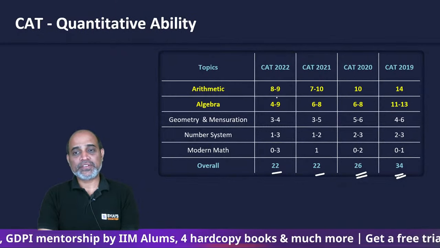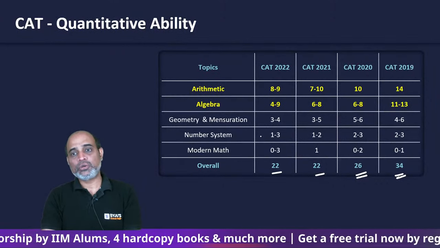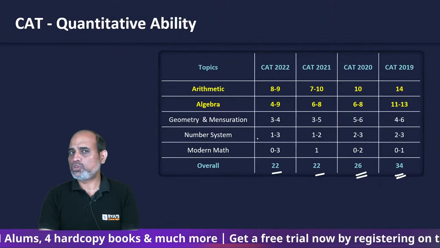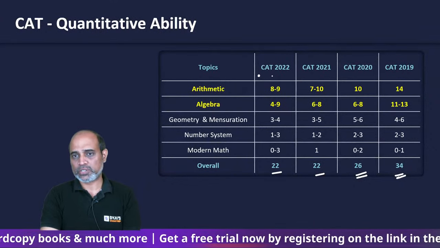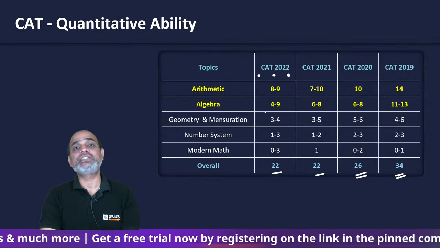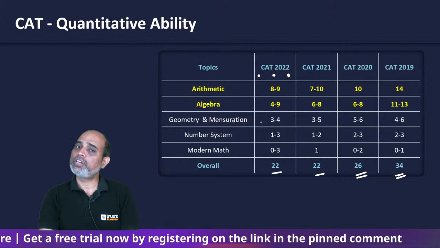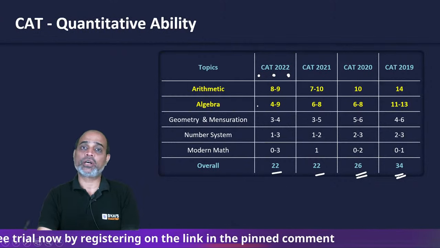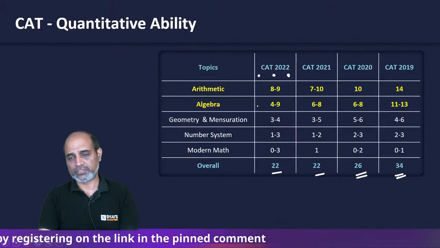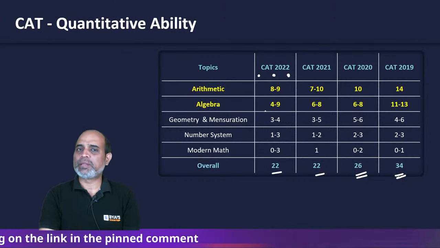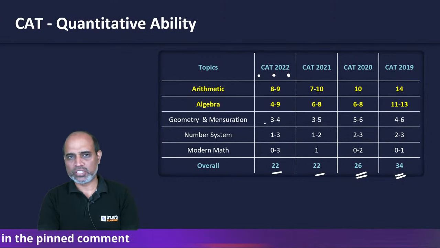So in arithmetic, there were 8 to 9 questions. Why 8 to 9? Because CAT 2022 was not a single exam. It was an exam that was across 3 slots. Morning, afternoon or evening. 3 बार exam होता है, but you can only write 1 exam, right? I hope you guys are aware of that. So in one of these slots, minimum questions was 8. In the other slot, there were 9 questions.